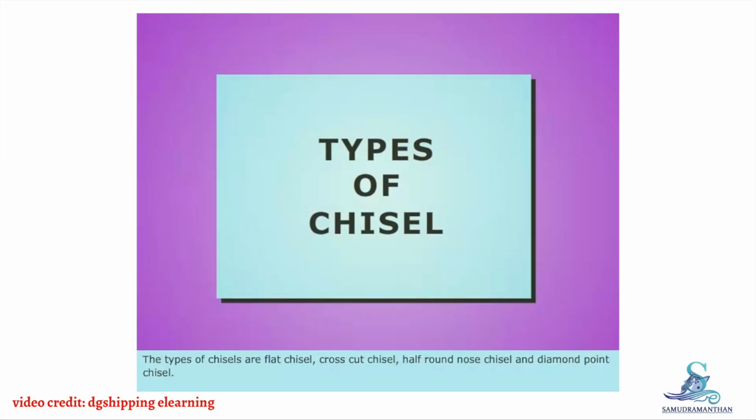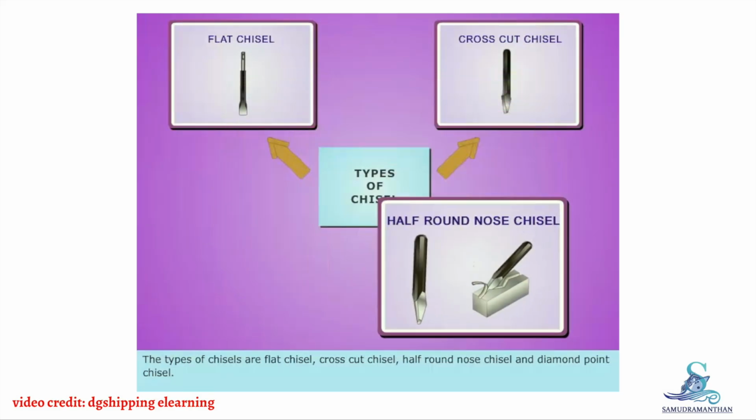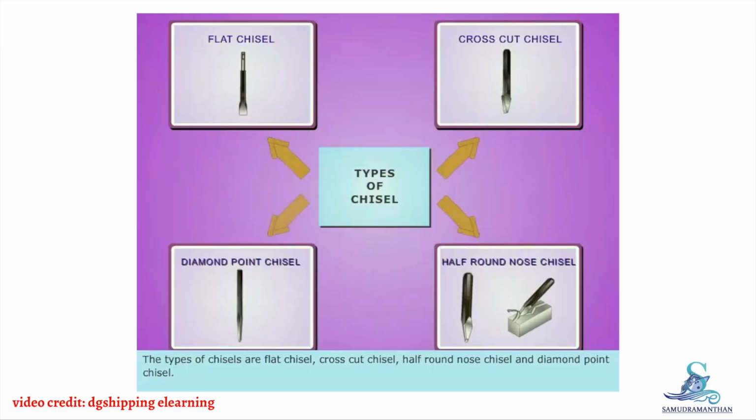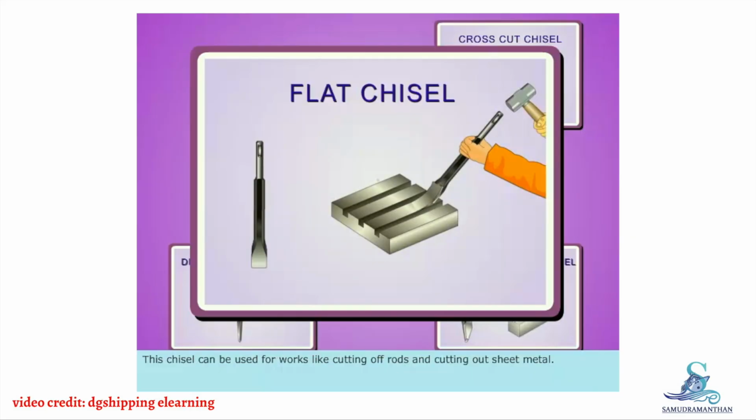The types of chisels are flat chisel, cross-cut chisel, half-round nose chisel, and diamond point chisel. Flat chisel consists of a broad cutting edge. The corners should be slightly rounded to reduce their tendency to dig in. This chisel can be used for works like cutting off rods and cutting out sheet metal.